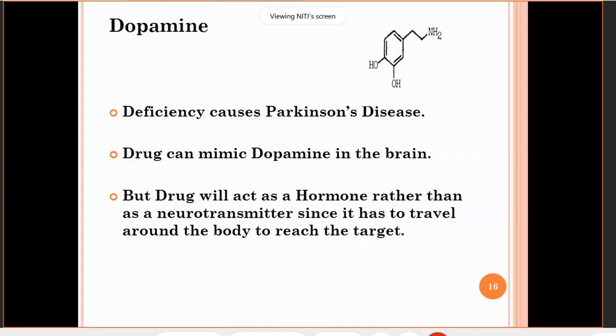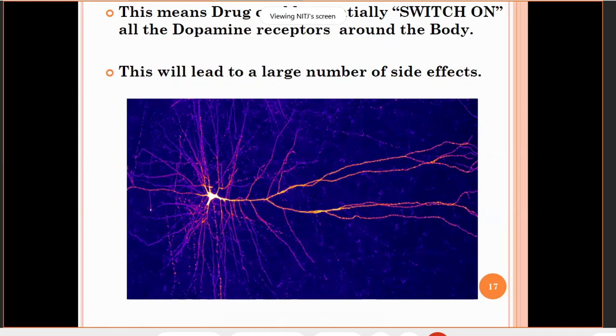If it travels throughout the body through a long pathway when it is delivered from outside, what will happen? This means the drug could potentially switch on all the dopamine receptors around the body. Actually, the drug is required in the brain only, but it has to travel a long pathway through the body. It will switch on all the dopamine receptors around the body, and this will lead to a large number of side effects. That's the main problem with the traditional drug delivery system.